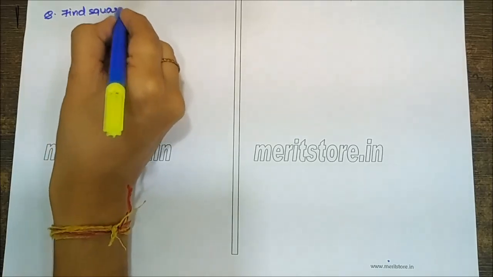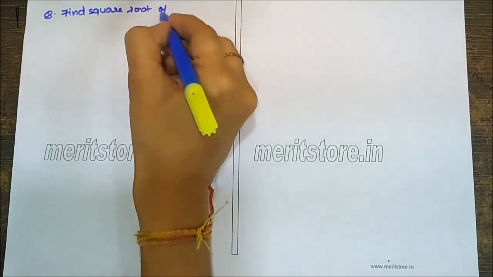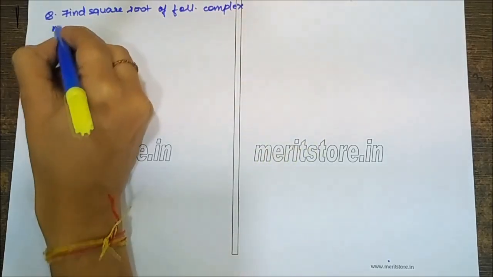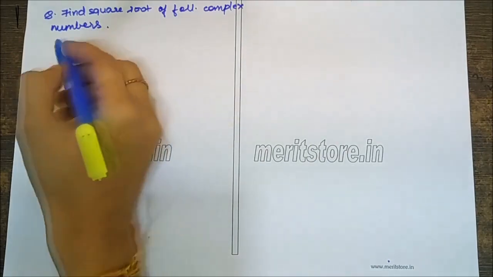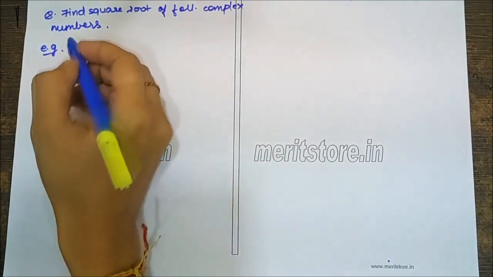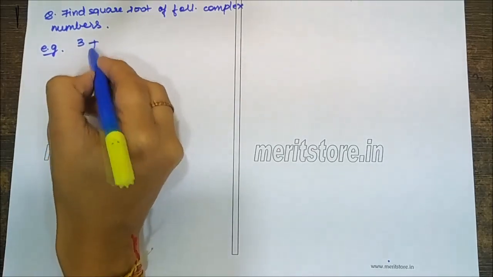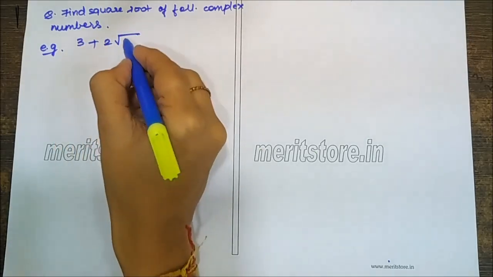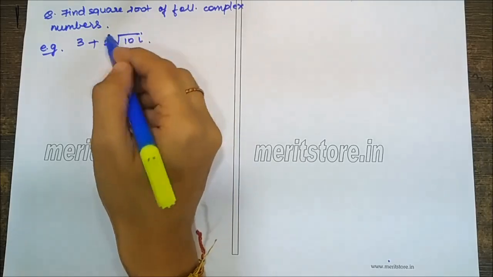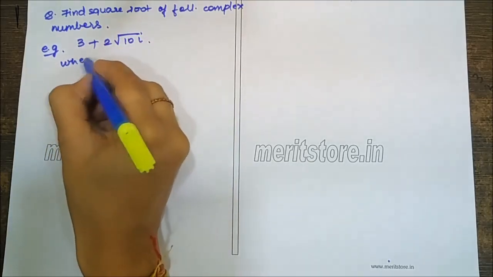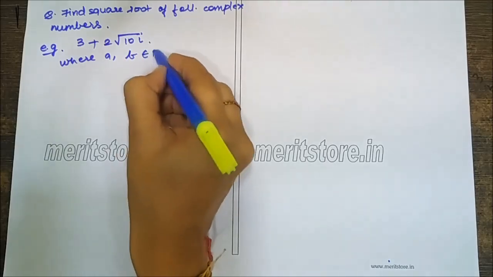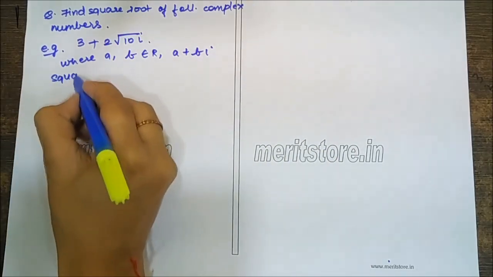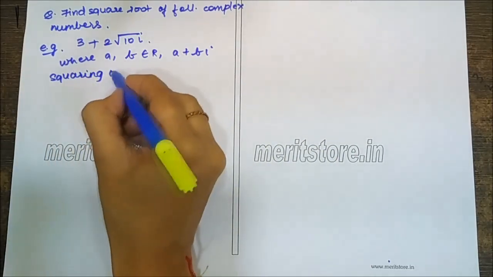The square root of the following complex numbers. Example: 3 plus 2 root 10i. First step, your a and b both belong to real numbers, which is in the form of a plus bi. First step, squaring on both the sides.